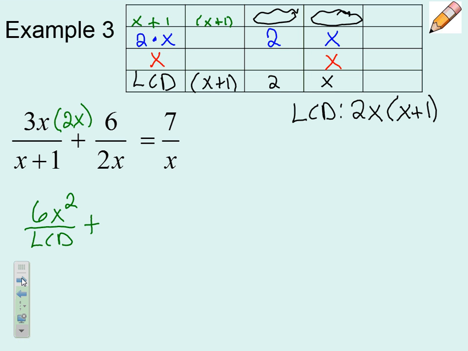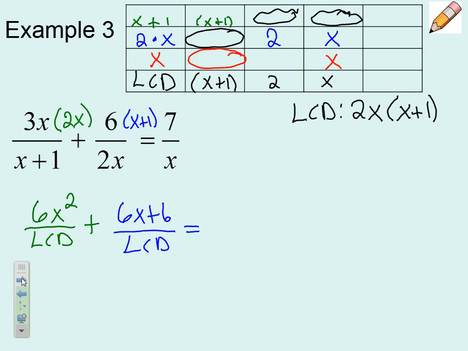What am I missing? I'm missing this x plus 1. So on my second one, I have to take 6 times x plus 1, and I'm going to get 6x plus 6 all over my least common denominator. And that's going to equal, check out my last fraction, what am I missing? I'm missing the x plus 1 and the 2. So I have to take this times 2 and times x plus 1.